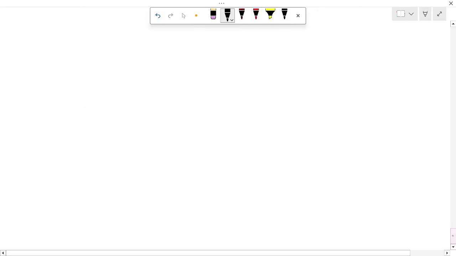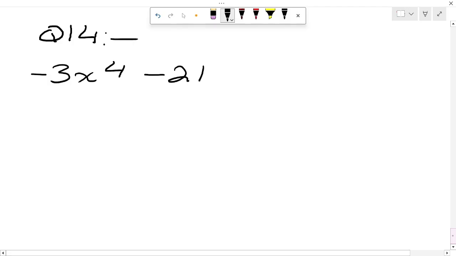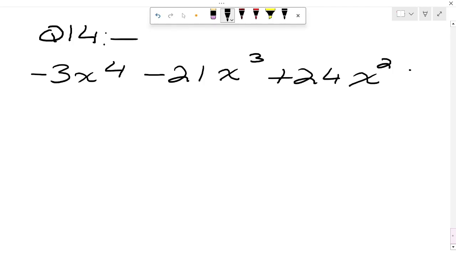Now let's move on to question number 14. In this question, we have an expression which is negative 3x power 4, it's being subtracted from 21x cube and added with 24x square.